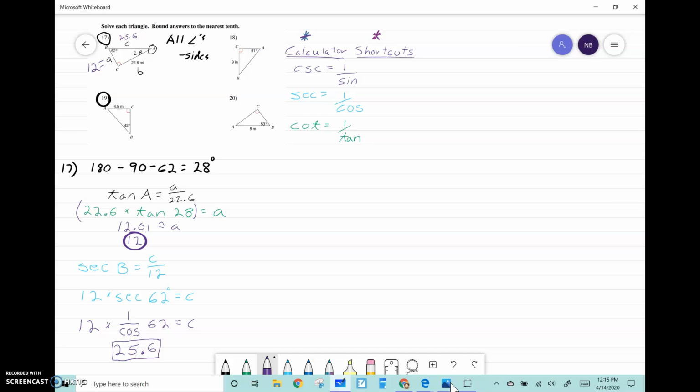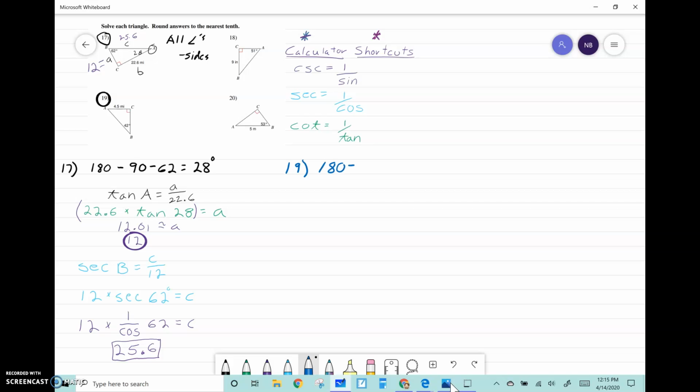Okay. So we found all angles and sides. And I didn't use the Pythagorean theorem. I used my shortcuts and my calculator. All right, so let's take a look now at number 19. We can start number 19 the same exact way by looking for angle A by just subtracting everything from 180.